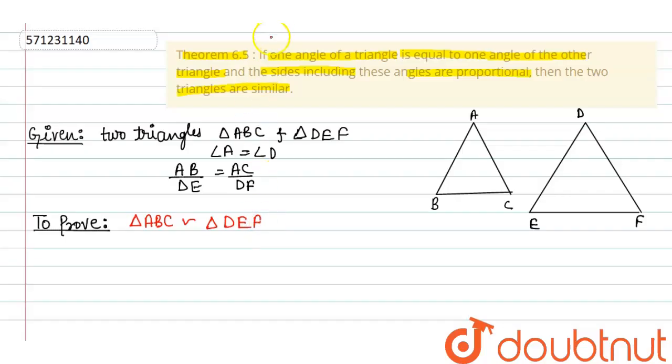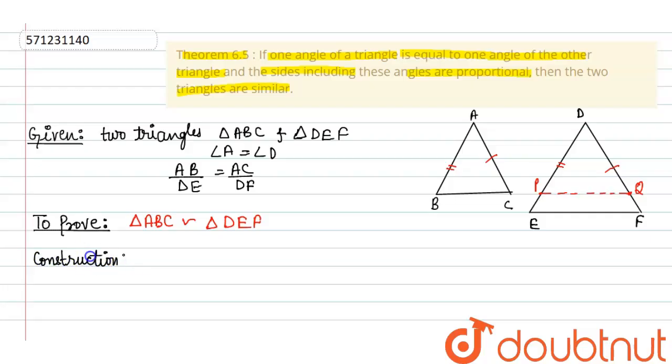To prove this, we have to make a construction. Let this be point P on side DE, let this be point Q on side DF, and we are joining PQ, and we have drawn DP equals AB and AC equals DQ. So let's mention the construction part also in the theorem. It is mandatory to mention it.